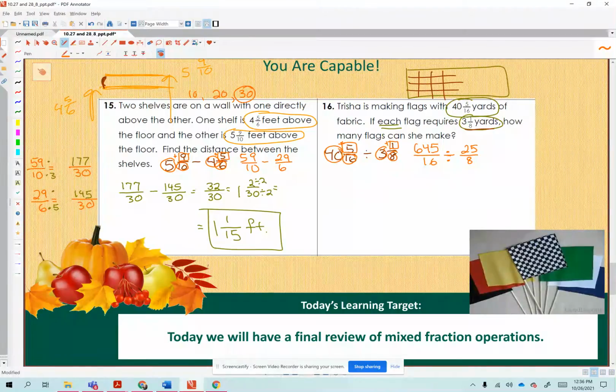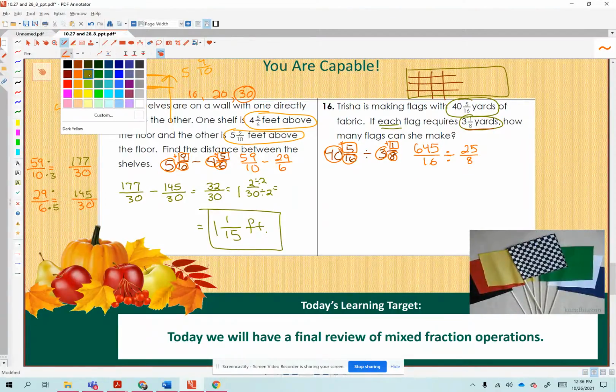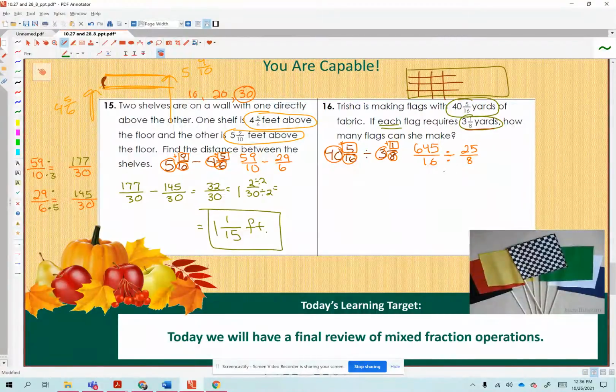So let's rewrite this with our strategy of keeping the first fraction, changing the division to multiplication, and then inverting the second fraction. So we have 645 over 16 multiplied by, and then we invert the second fraction, 8 over 25. So we can make this problem a lot simpler. First, let's look at the 8 and the 16. I know that those are multiples of 8. So 8 divided by 8 is 1, 16 divided by 8 is 2.